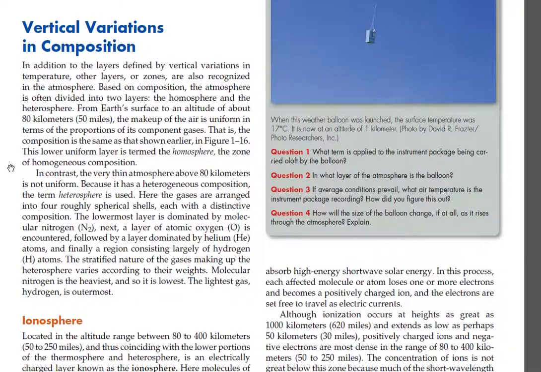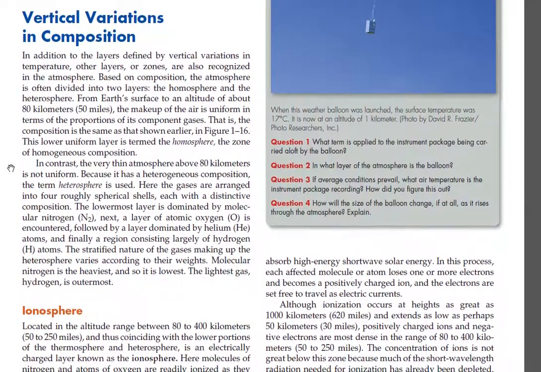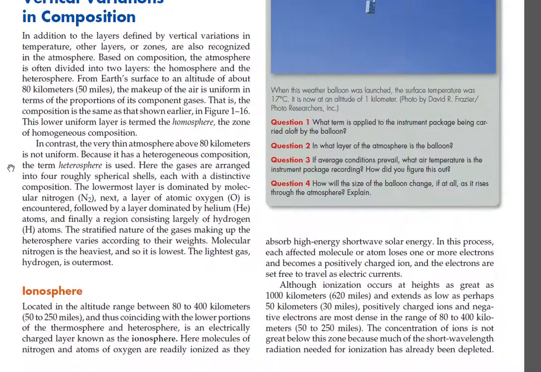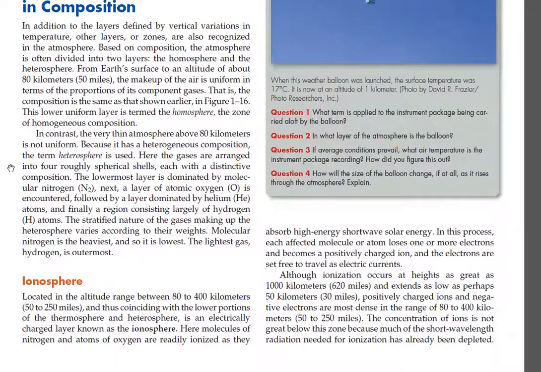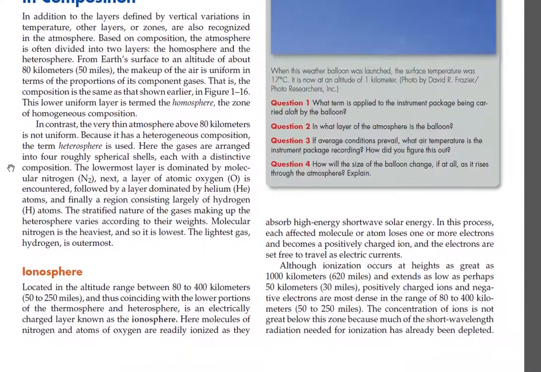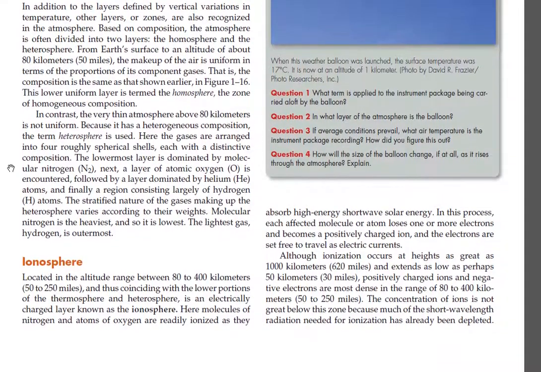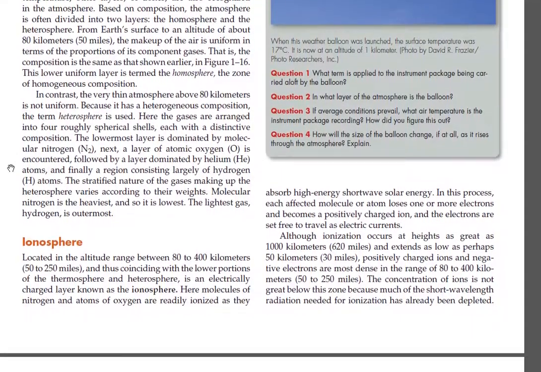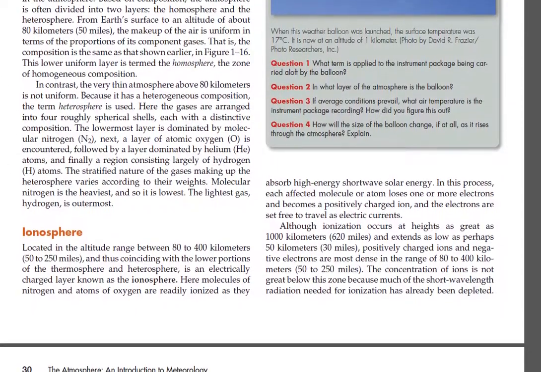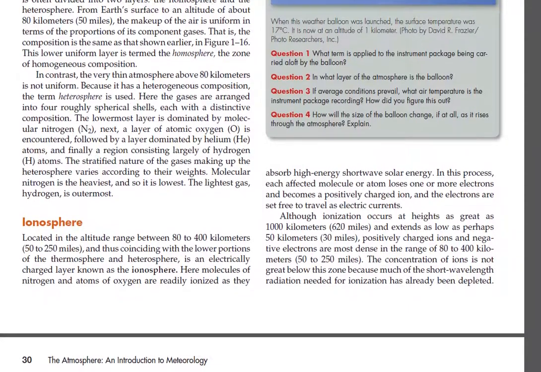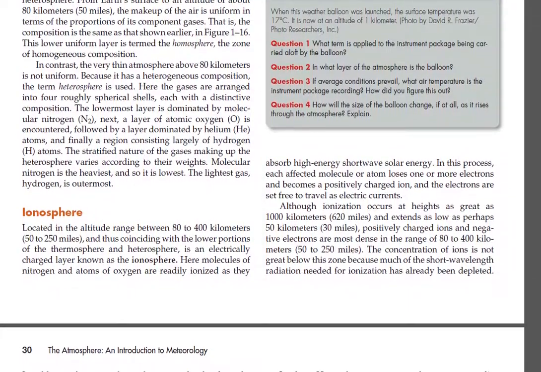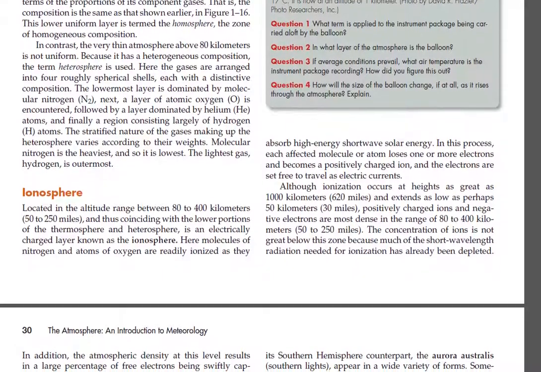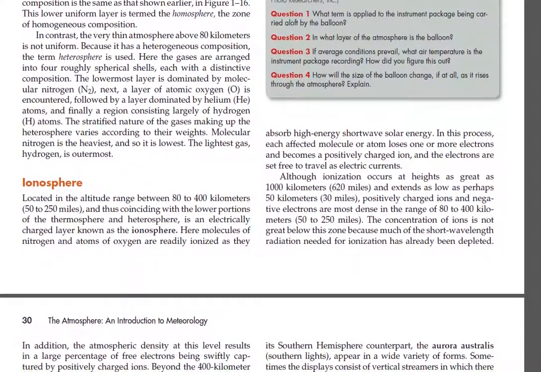This lower uniform layer is termed the homosphere, the zone of homogeneous composition. In contrast, the very thin atmosphere above 80 kilometers is not uniform. Because it has a heterogeneous composition, the term heterosphere is used. Here the gases are arranged into four roughly spherical shells, each with a distinctive composition. The lowermost layer is dominated by molecular nitrogen, N2, next, a layer of atomic oxygen, O, is encountered, followed by a layer dominated by helium, He, atoms, and finally a region consisting largely of hydrogen, H, atoms. The stratified nature of the gases making up the heterosphere varies according to their weights.